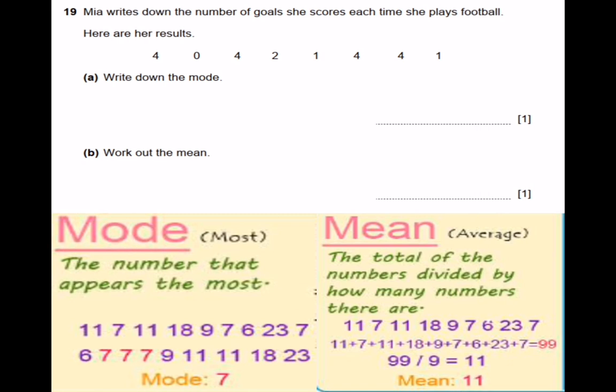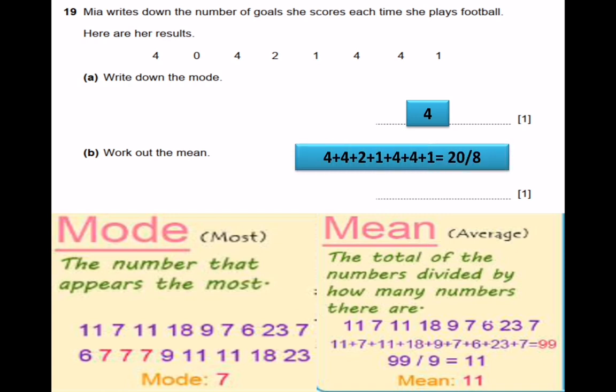Mia writes down the number of goals she scores each time she plays football. What is the mode? What is the most repeated number? It's 4. And what is the mean? Adding all the values and then dividing them by their number. So we will add 4 plus 0 plus 2 plus 1 plus 4 plus 4 plus 1, all this. It will be 20. 20 divided by 8, 2.5. In the questions related to mean, you either leave it as a fraction, 20 over 8, or you do long division and find the final answer, no problem.